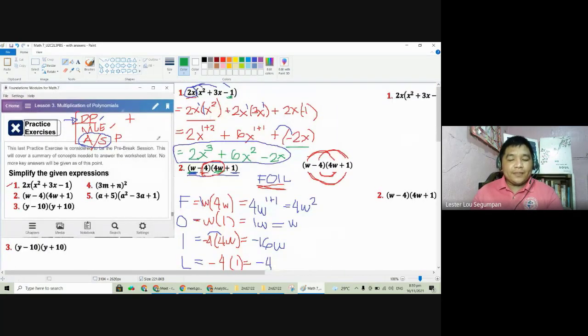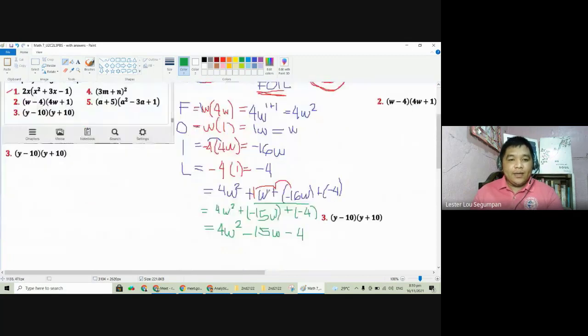Again, distributive property is just a FOIL method. Let's proceed to number 3. In number 3, let's apply the FOIL method. So you have here the first terms. It's a product of y times y. The outer terms, it's the product of y times this, which is positive 10.